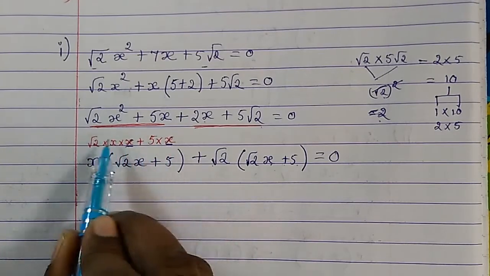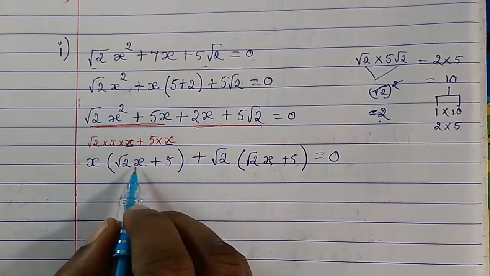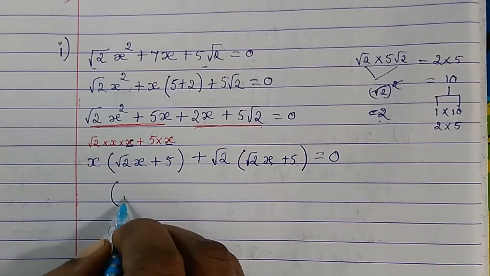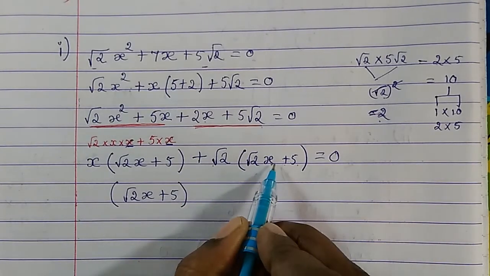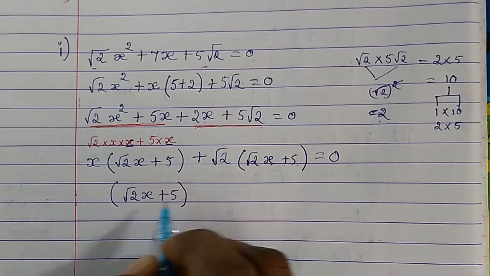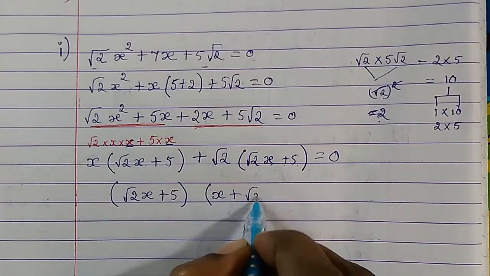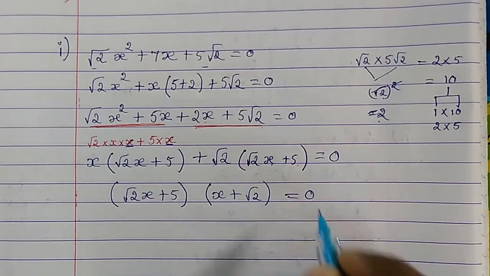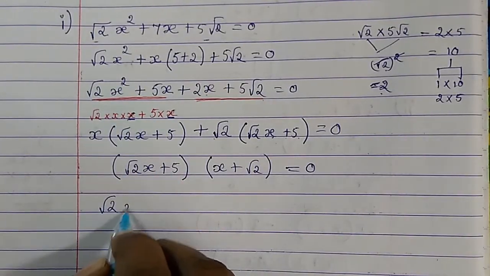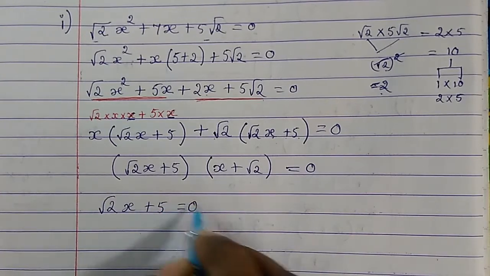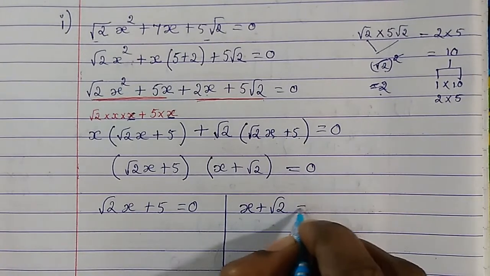This please don't write, this is for you to understand, I have done it. Now we will write down what is in common. What is in common here? Root 2 x is in common, plus 5 is here. Here also the same thing, I have written in common. Now what is left? x is left and plus root 2 is left, equal to 0. Now we have to find the x value. So this we will write as a separate equation, plus 5 equal to 0, and this as another separate equation.